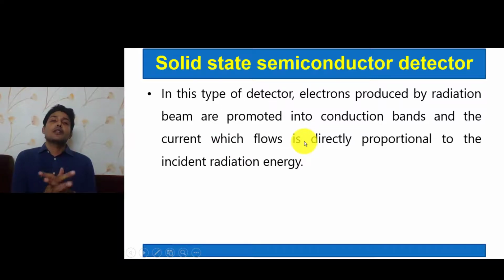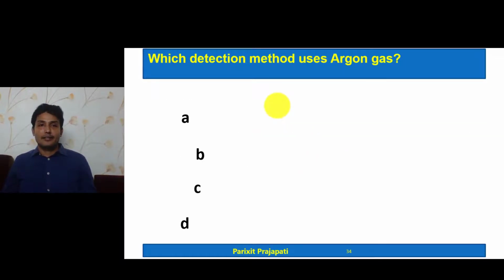How much current is flowing is directly proportional to the amount of radiation falling on the surface of this semiconductor detector. I repeat, when radiation falls on them, electrons are shifted from the non-conducting to the conduction band, and as they are shifted, current flows, and the flowing current is directly proportional to the amount of radiation.